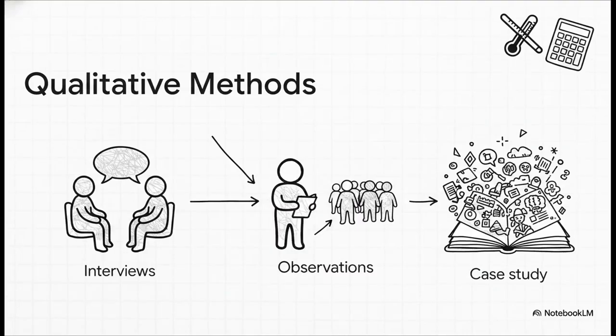Because reality and meaning are so subjective in this paradigm, researchers kind of have to put down the thermometers and the statistical software. Instead, they lean on qualitative tools. They're doing in-depth interviews. They're spending months doing on-the-ground field observations, and they write up these incredibly detailed case studies. They really want to capture the rich, complicated stories of human behavior that raw numbers simply cannot show us.